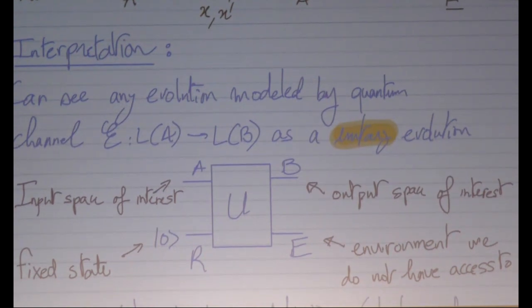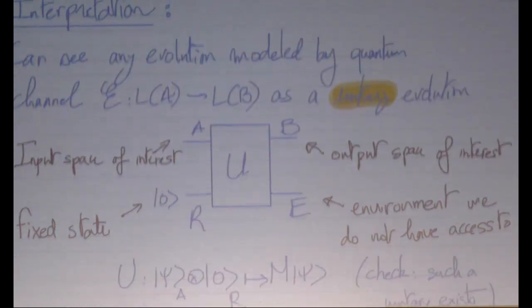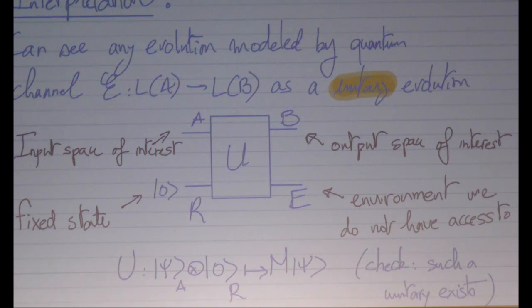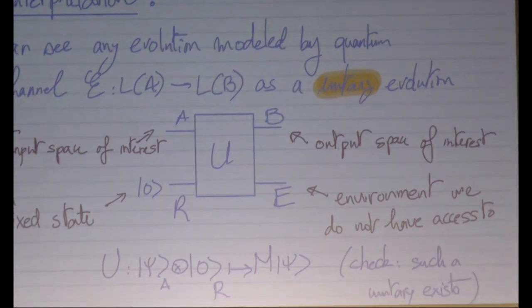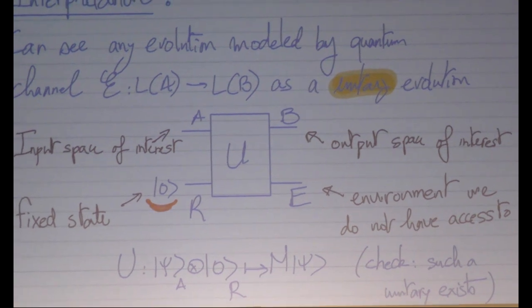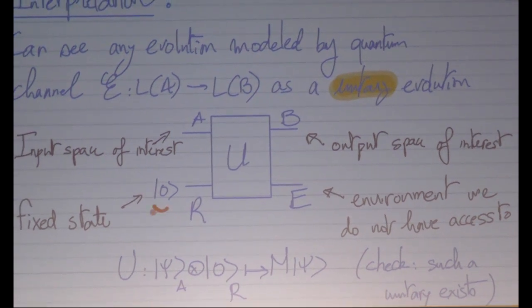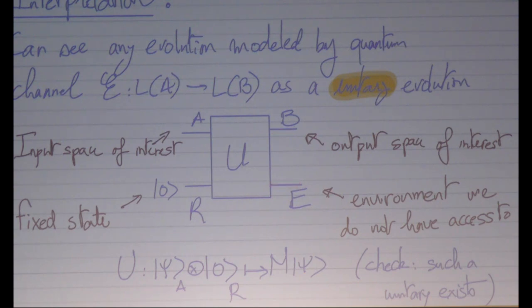Okay, so one way of interpreting this, if you would like, is that you can see an arbitrary quantum evolution. If you take a larger space, so for example, if you add an extra space R here, but you fix it in some fixed state zero, and then you apply some unitary, and you get B and also some environment system E.